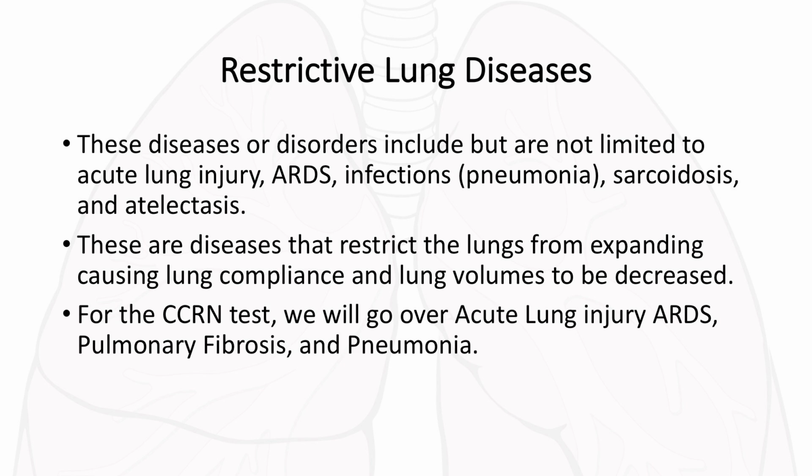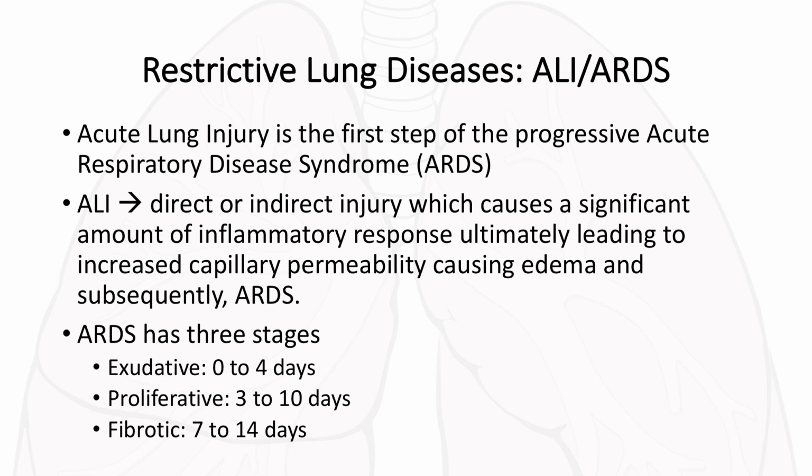Just for the CCRN test, we'll go over acute lung injury, ARDS, pulmonary fibrosis, and pneumonia. These are all examples of restrictive lung diseases. So we're going to start with acute lung injury, or ALI. This is the first step in progressive acute respiratory distress syndrome.